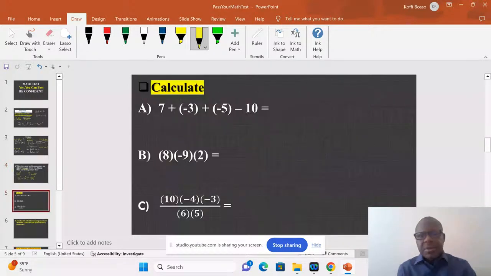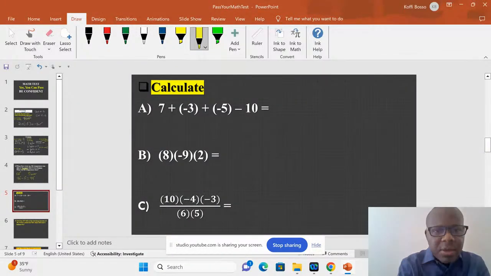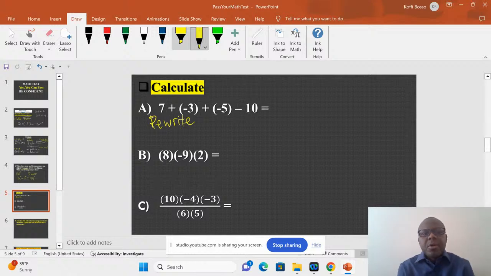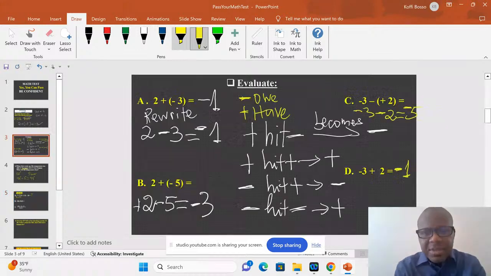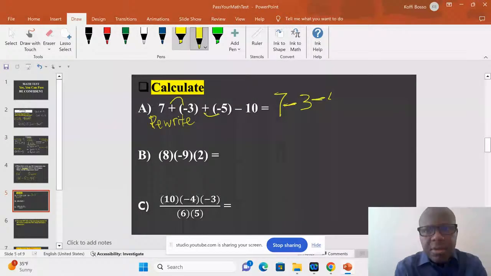This is another type of addition and subtraction. Here they say 7 plus negative 3 plus negative 5 minus 10 equals. So again, I will try to rewrite it without parentheses. To do that, I will take my 7, and remember the plus hits the negative, and the root is minus 10.